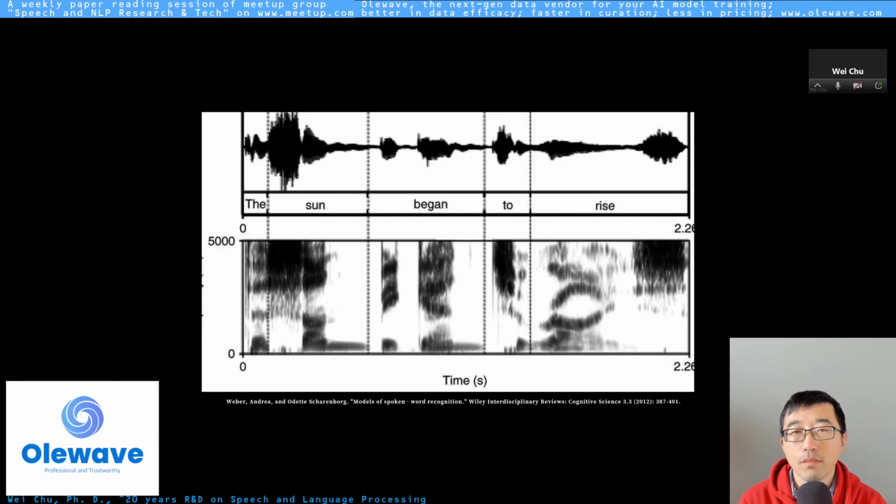So let's have a more visual understanding of what the timestamps or word boundaries we're talking about. Here's a picture I grabbed from a paper, and you can see the sun began to rise. On top is the waveform. On the bottom is the spectrogram. A spectrogram, you can view that as an image. So the x-axis is the time, the y-axis is the frequency bins.